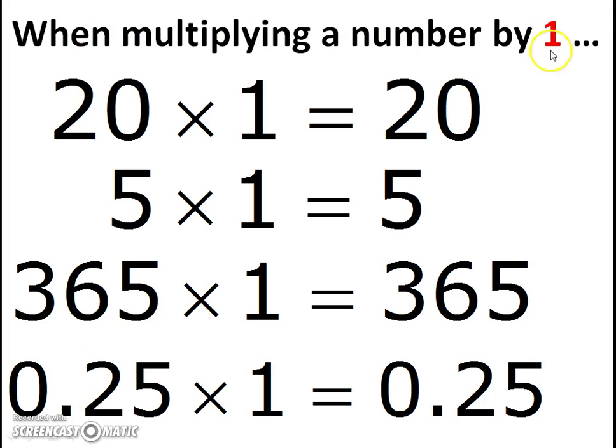When a number is multiplied by 1, such as 20 times 1 equals 20, 5 times 1 equals 5, 365 times 1 equals 365, 0.25 times 1 equals 0.25. When you multiply by a factor of 1, the product will be the exact same number as the original factor.